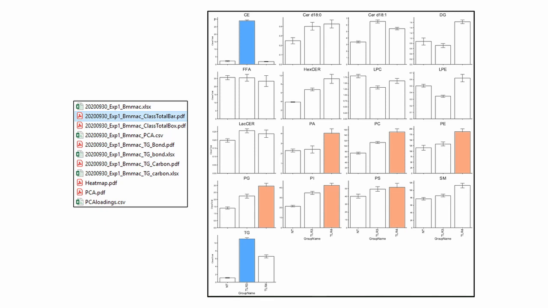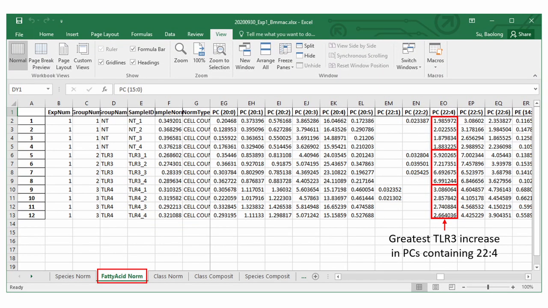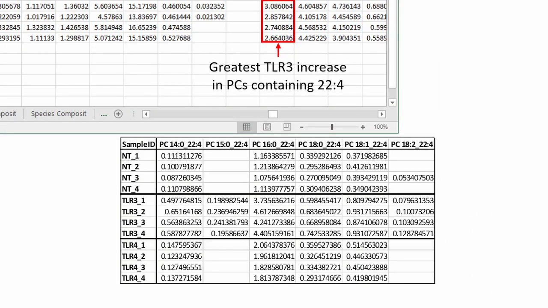Another aggregation sums together all species within a subclass that contain a specific fatty acid. As an example, if we look at the Fatty Acid Normalized tab, we can see amounts of phosphatidylcholine that contain one of 22 fatty acids in units of nanomoles per 10 million cells. As an example, you can see here that PCs containing 22:4 show the highest fold increase in the TLR3 stimulated condition. This value is a summation of 6 different 22:4 containing species that were detected in this experiment.